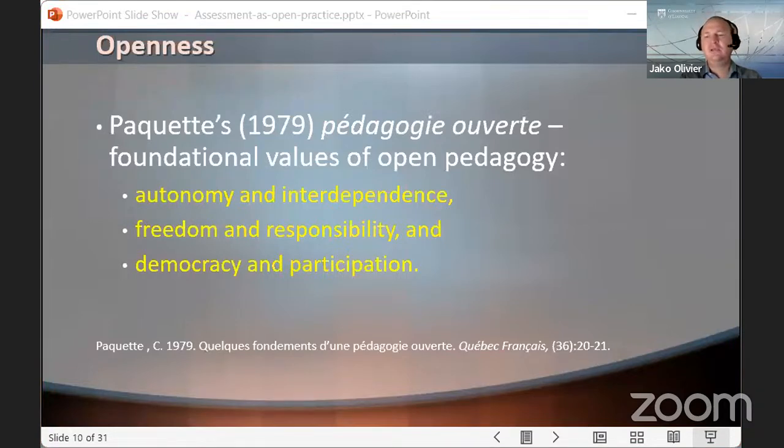I'm going to add the question in the chat as well, and please respond quickly. What do you think renewable assessment means? So whilst I am busy, I'm going to do one more slide, and then I'll share some of the other views of what renewable assessment means. So in the chat, just briefly, a couple of words, 5 or 6 words, just what do you think? What do you think is renewable assessment?